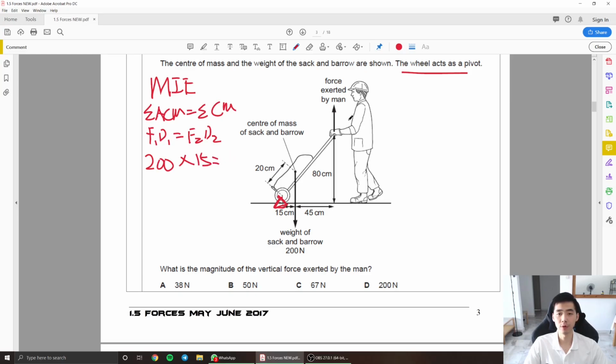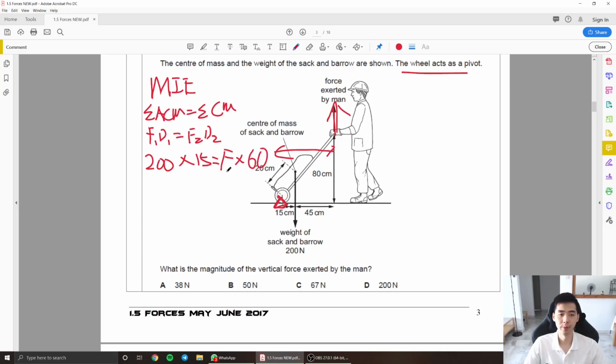This is equal to the force exerted by the man, right? This is the other force here, right? F, I don't know how much it is, but for the distance here, a lot of students may circle 80 as the answer, or 45 as the answer, or sometimes even 20 as the answer. This is absolutely not true as well. Yet again, you have to understand that it is the perpendicular distance to the force from the pivot, right? Which in this case here is supposed to be 60.